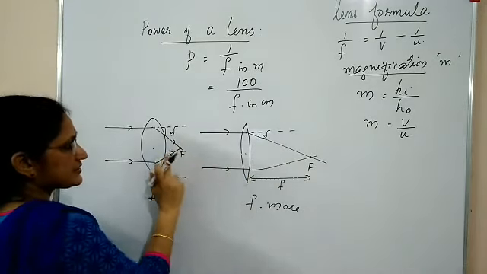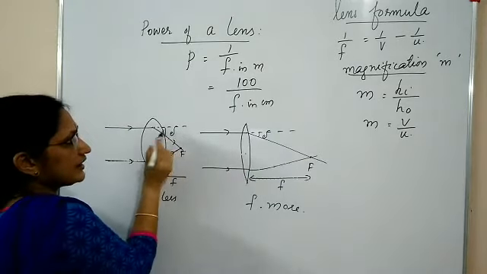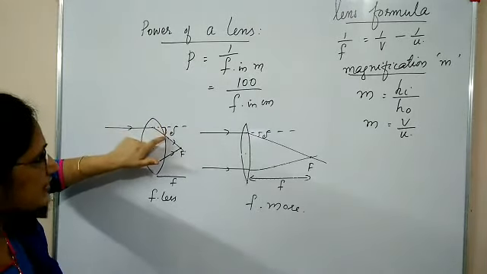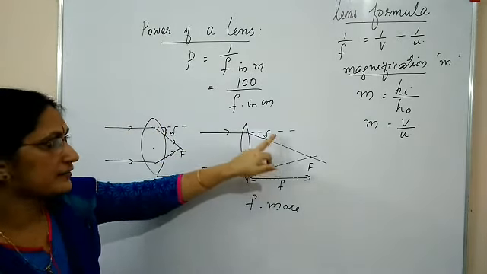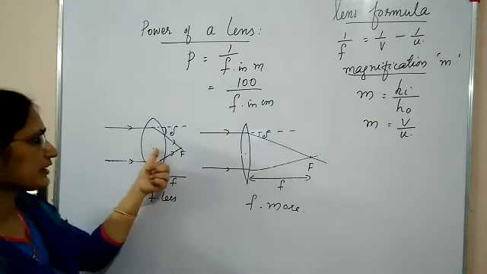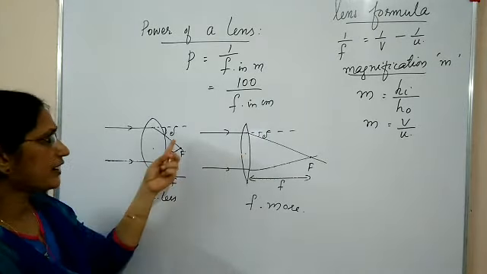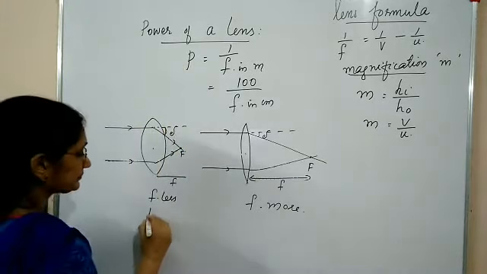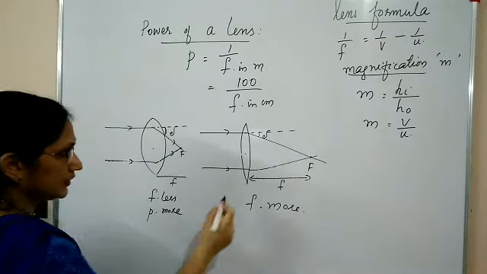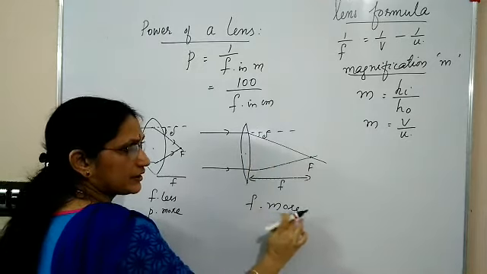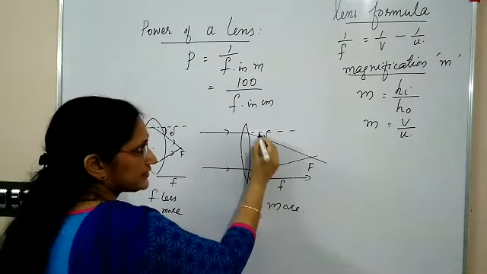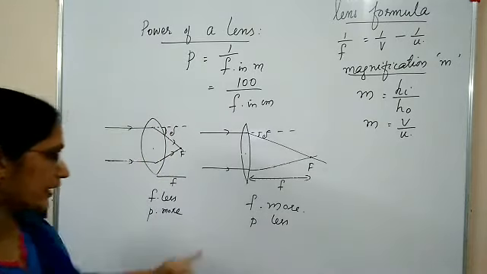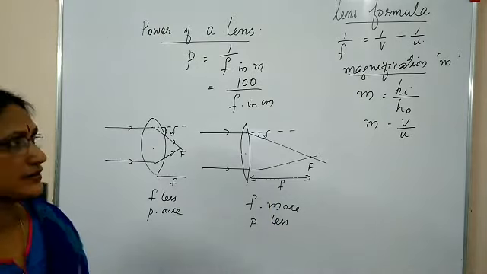A lens which has less focal length can deviate the light ray through a large angle. The ray which entered in this direction deviates through a large angle here, and with the thin lens, a small angle. So this is the conclusion: a thick lens has short focal length and can deviate the light rays through a large angle, means its power is more. A thin lens has more focal length, but it deviates the light ray through a small angle, so its power is less. So focal length is more means power is less.